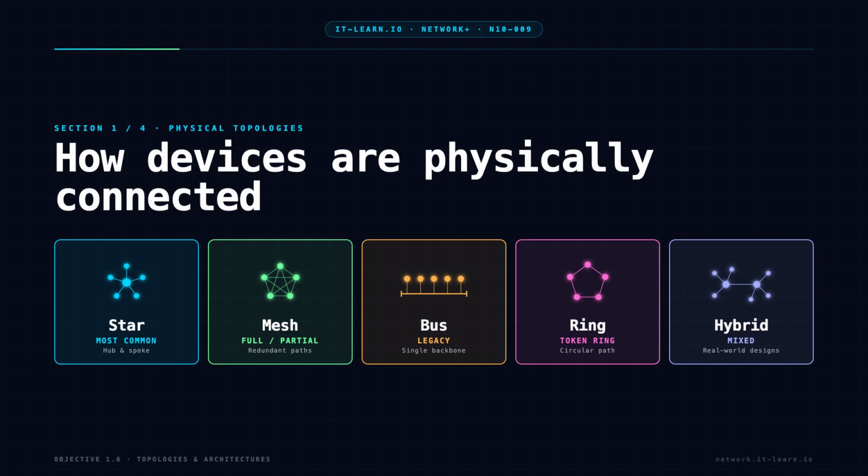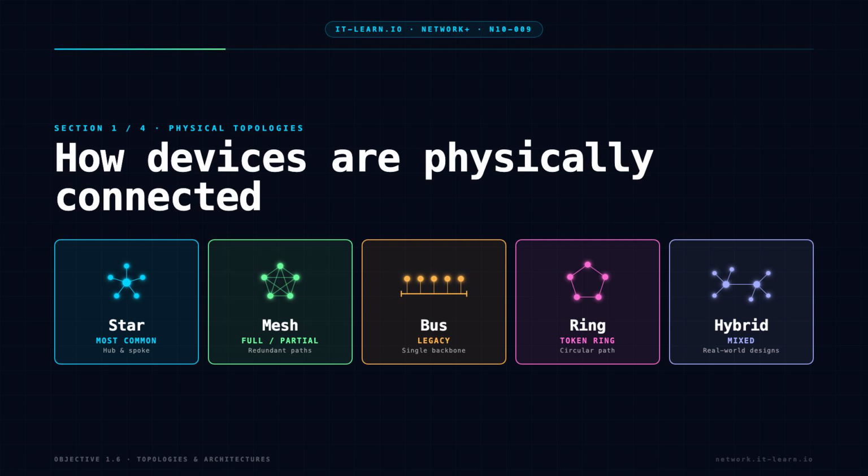A mesh topology provides direct connections between devices. In a full mesh, every device is connected to every other device. In a partial mesh, only some devices have direct connections to each other. Full mesh provides maximum redundancy and fault tolerance because if one link fails, traffic can use an alternate path. However, full mesh is expensive and complex because the number of connections grows rapidly as you add devices.